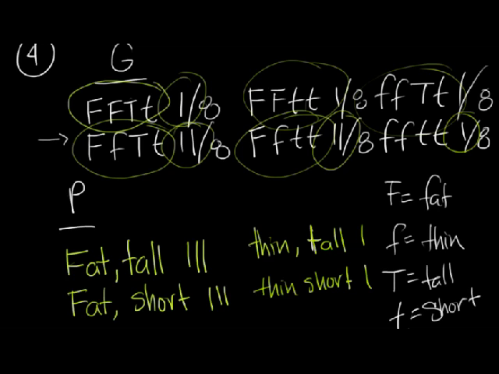Okay, right there. Now, how many boxes? 8 still, so we put it over 8. So our answer would be 3/8 fat and tall, and then 3/8 fat and short. Then we got thin and tall, 1/8, thin and short, 1/8. Okay, so I hope this was helpful for you. Thank you.